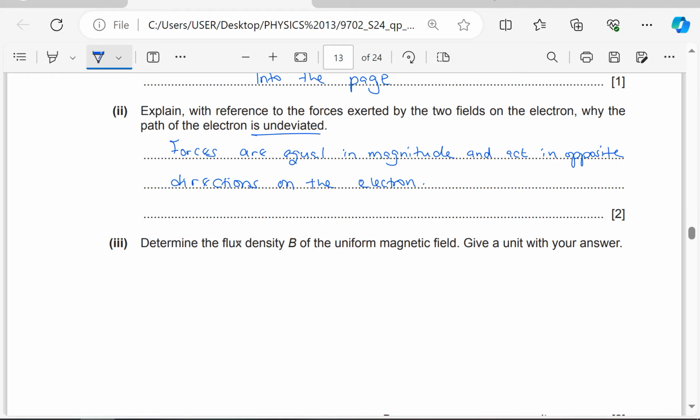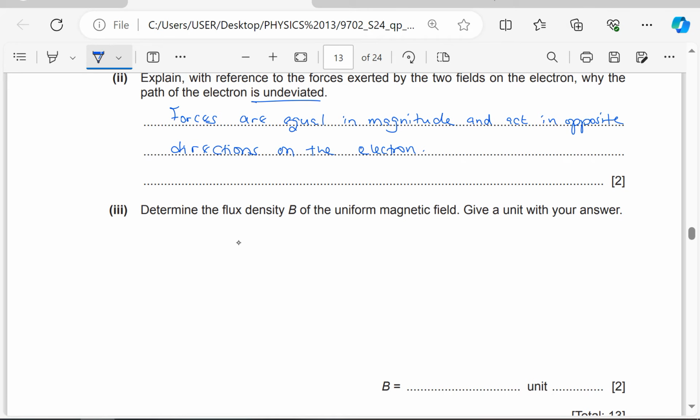Determine the flux density B of the uniform magnetic field. Give a unit with your answer. We know that when the electron goes through undeviated, the force due to the electric field is equal to the force due to the magnetic field. The force due to the electric field is charge times the electric field strength, and the force due to the magnetic field is given by BQV. So Q cancels out, and B is equal to E divided by V.